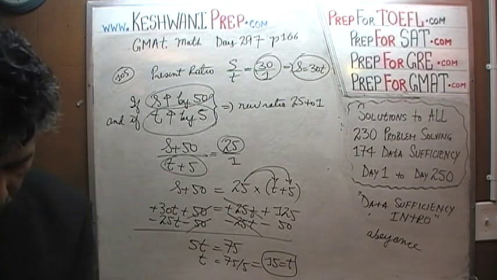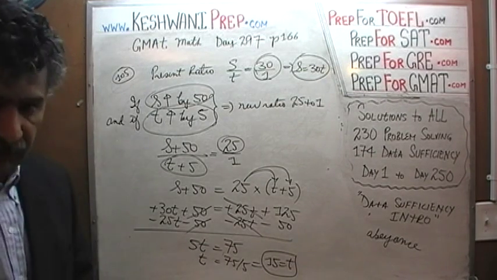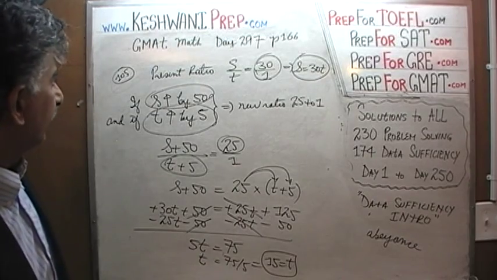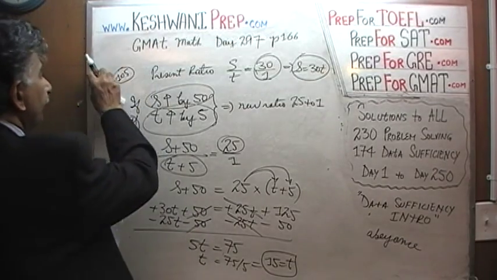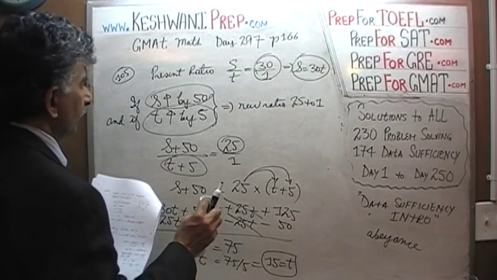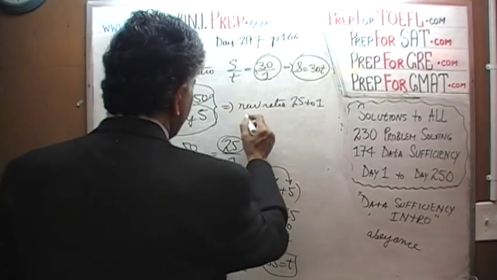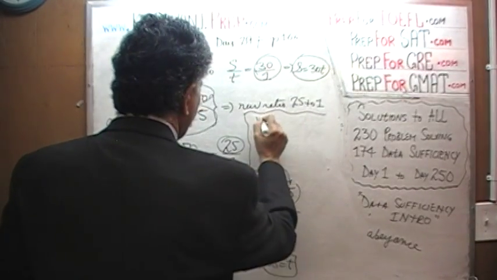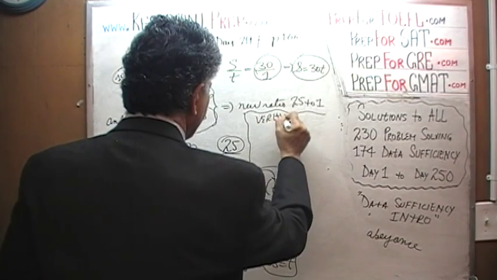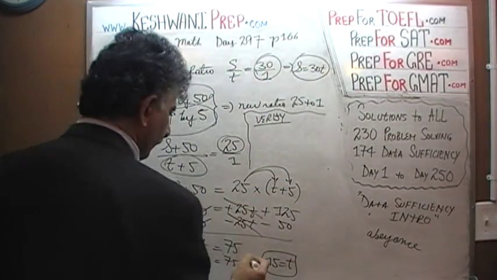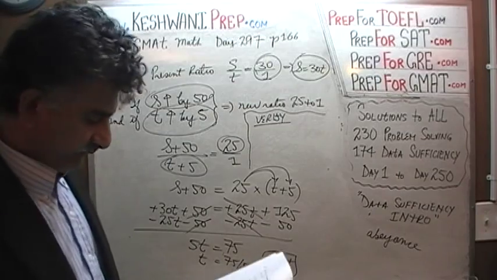Now, at this point, if you felt like it, you could actually verify it. It doesn't take that long actually to verify it. Where can we verify it? I'm going to verify it on the top. Let's verify it right here. So if t is 15, we are claiming that t is 15.